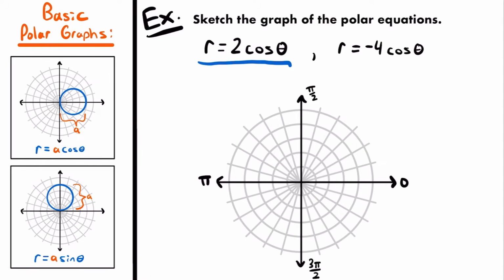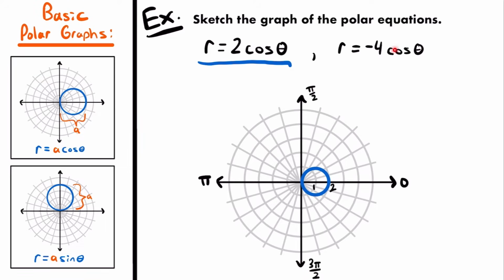So I'll just label that. This is 1, and this is 2. What that means is that our circle will look like this, right? It's on the right side of our vertical axis. It is split by the polar axis, and we have a diameter of 2. This circle right here is the graph of this polar equation.